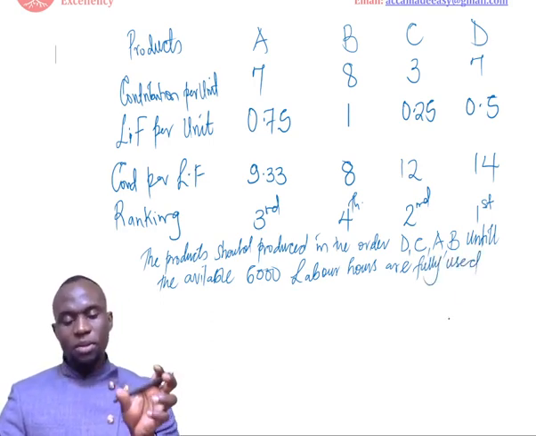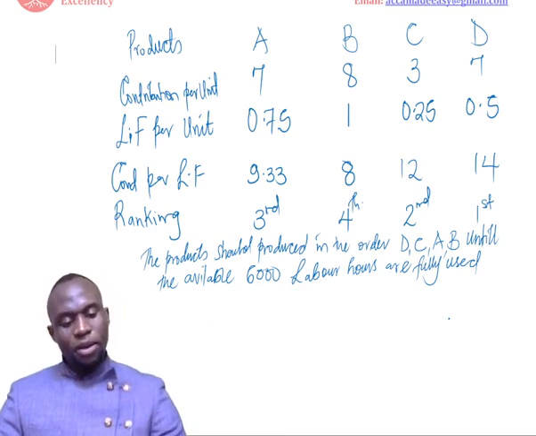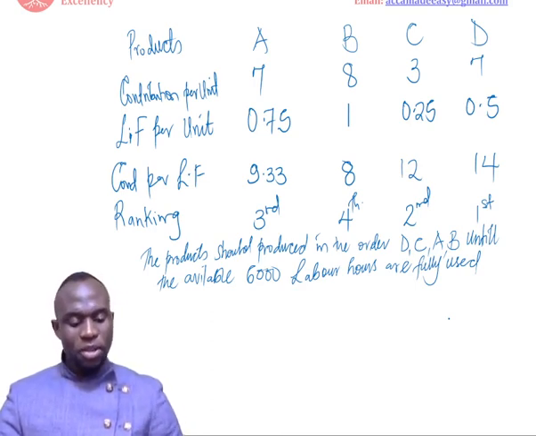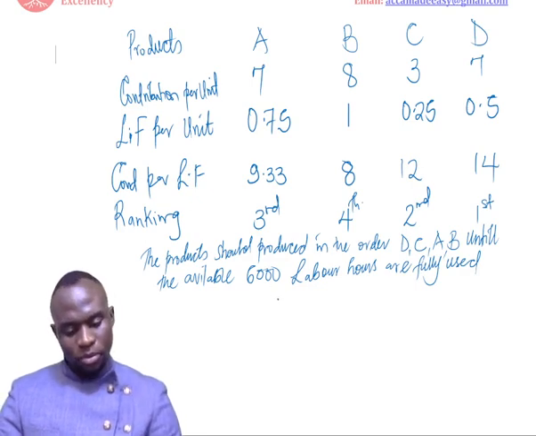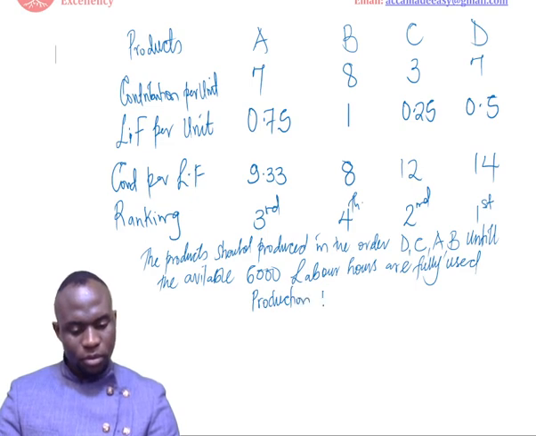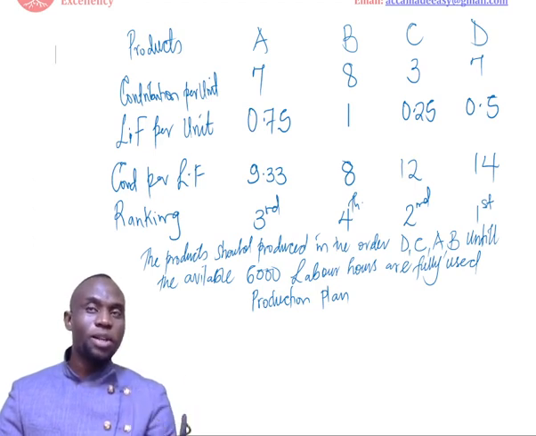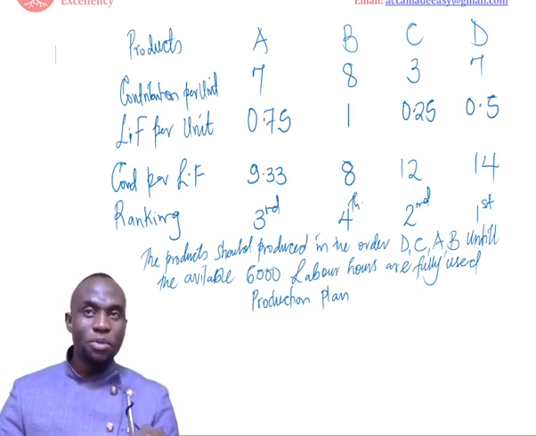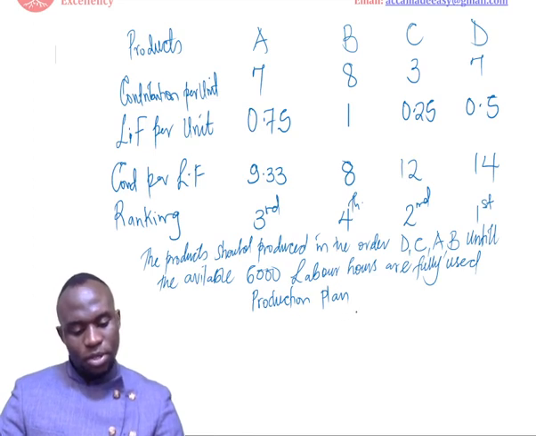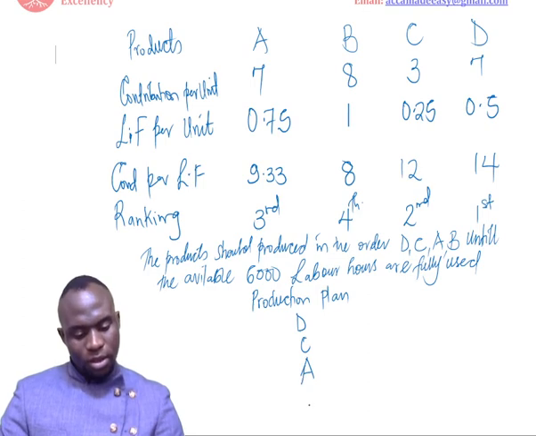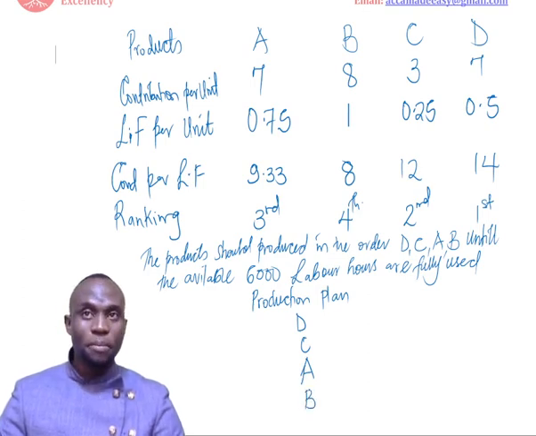So what do we mean? Now we can make a production plan, and the production plan is to start with product D. Which product are we producing first? It is the one that gives the highest contribution per usage of the limiting factor. So it is product D. After product D, we should go to product C. After product C, we go to product A. And after A, we can finally produce product B.